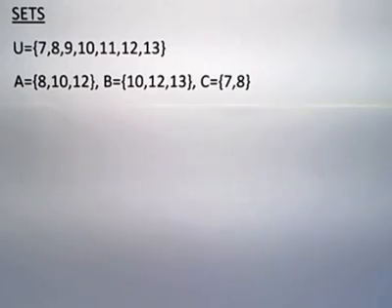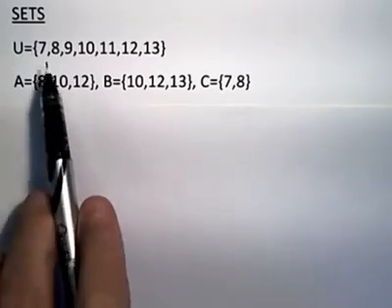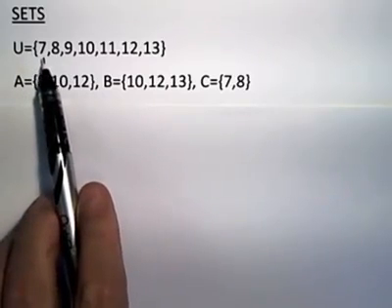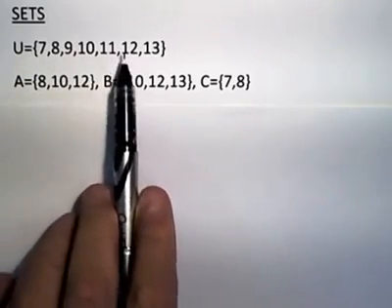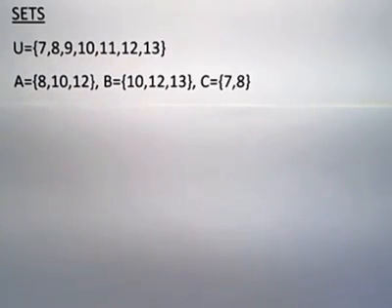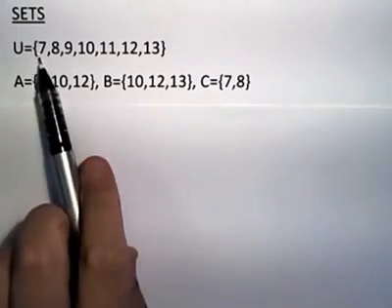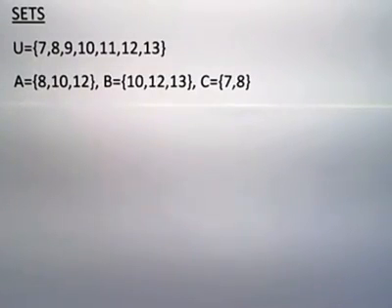I'm going to solve a series of problems to test your understanding of these basic set operations. Suppose we have a universal set consisting of the elements 7, 8, 9, 10, 11, 12, and 13. Remember, the universal set is the superset of everything that is possible in a particular context of a problem. So the only numbers that are possible are the numbers listed in the universal set.